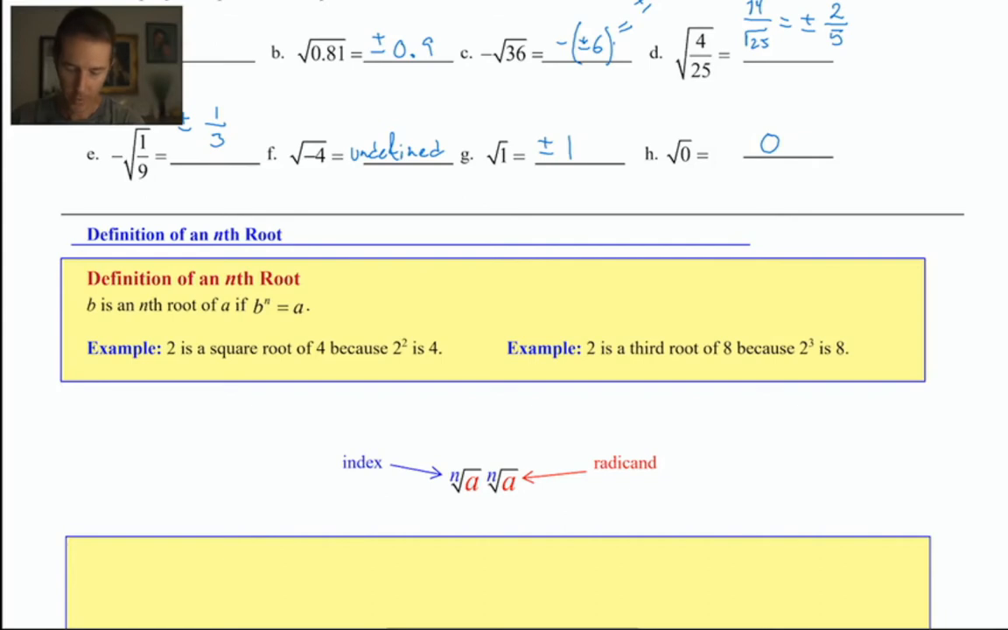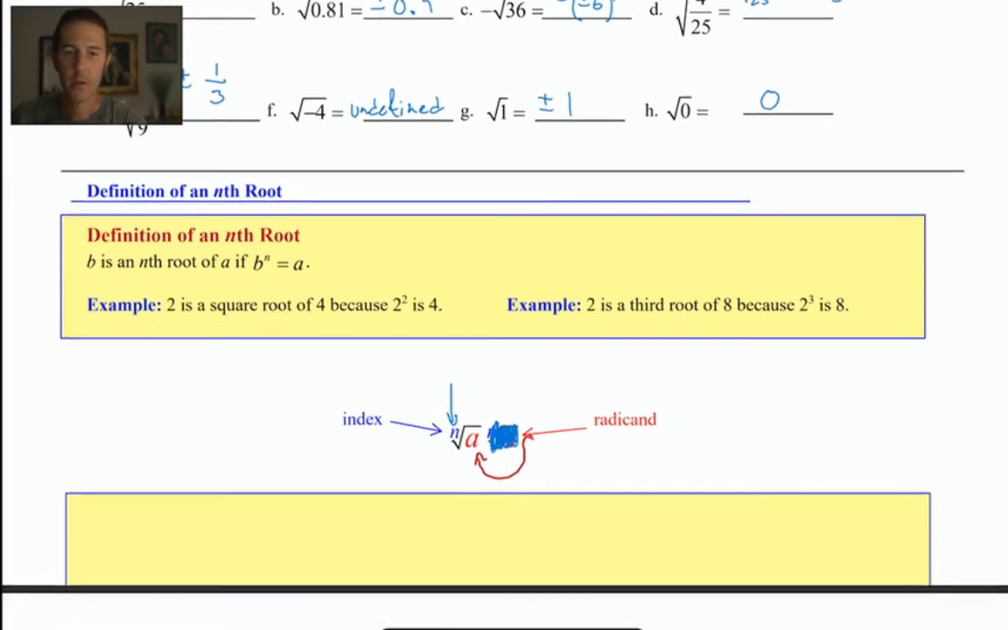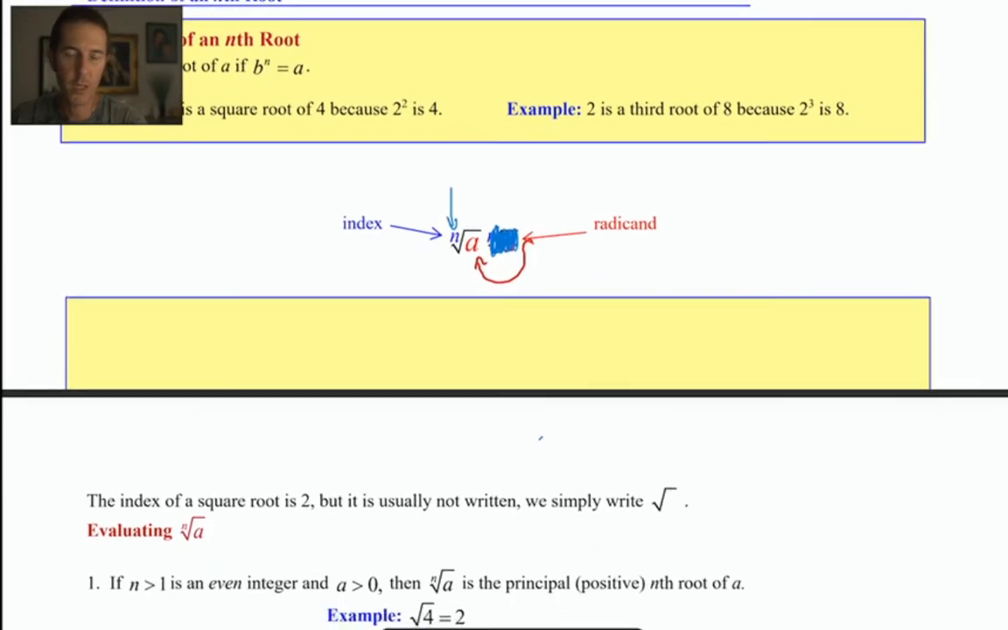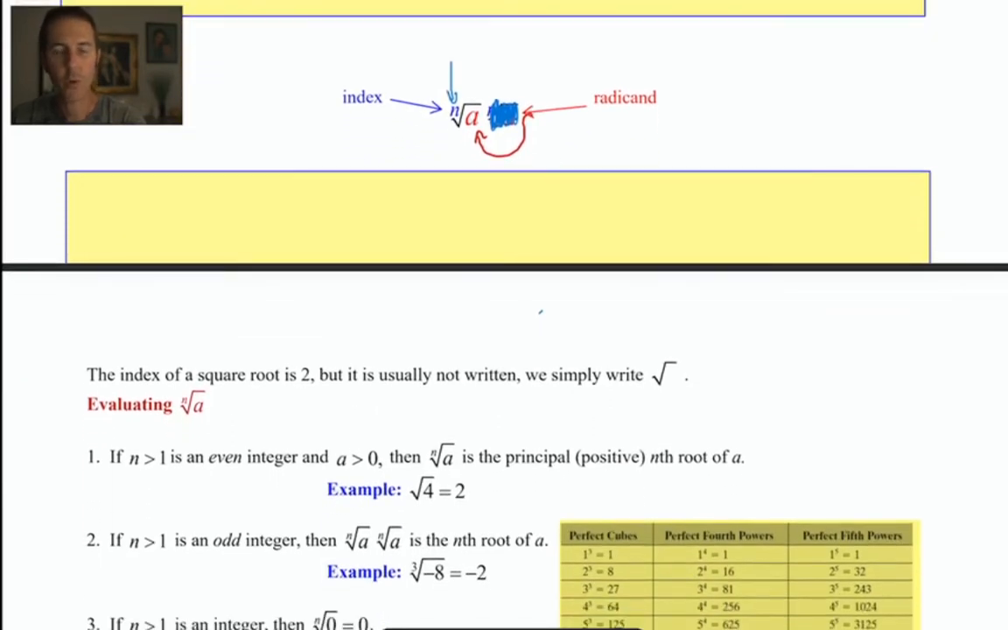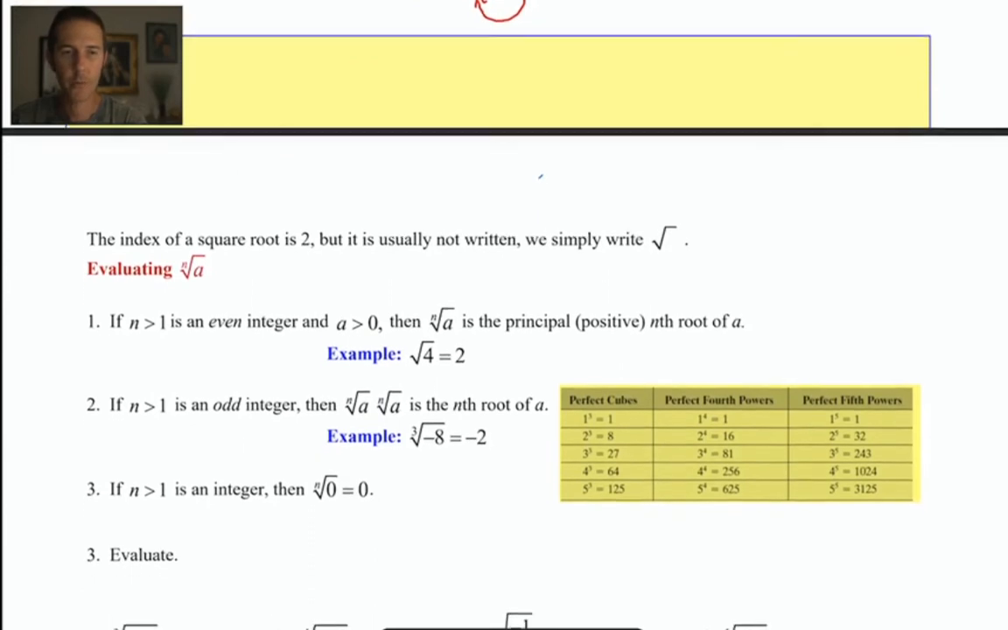Here's another example of where we have a little duplication. This one of these shouldn't be here, so we can get rid of that one. But the point is that the n that's right there that I drew an arrow to is called the index, and the stuff that's in red under the radical is called the radicand. We don't refer to them by name all that often, but every once in a while, so it's good that you're aware of those vocab words.